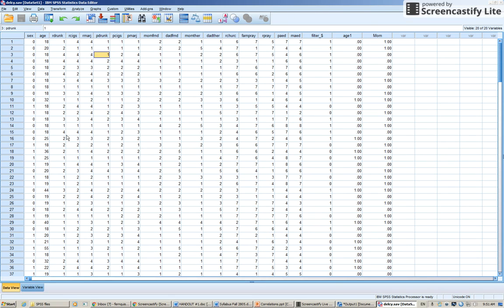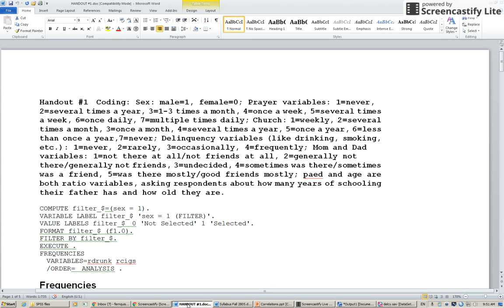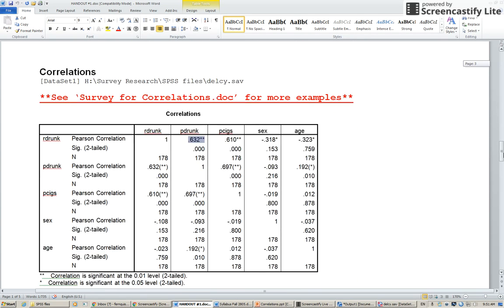If you went through and looked at all the cases, you would find that higher numbers here tended to be associated with higher numbers here. And you just go back and look at the coding. What's a higher number? Frequently. So the way we would interpret this number here is the more your friends got drunk, the more you got drunk.